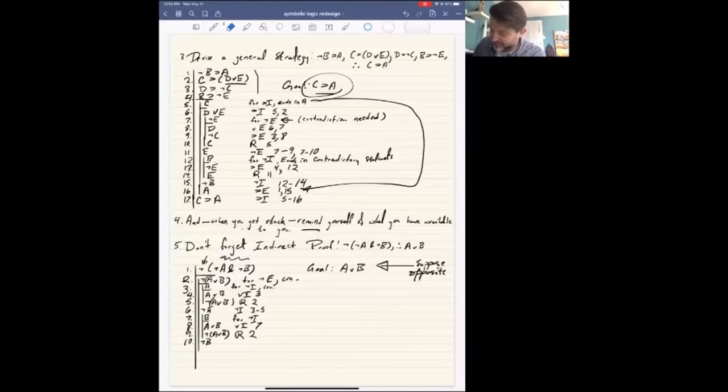The way we got not B was from a negation intro. I set it up wrong over here. It should have been 3 to 4 and 3 to 5.